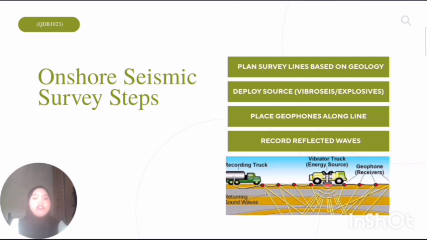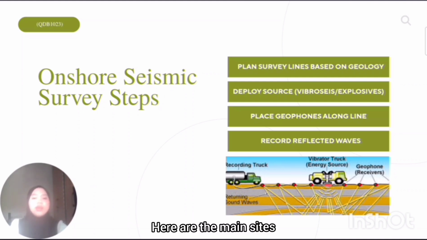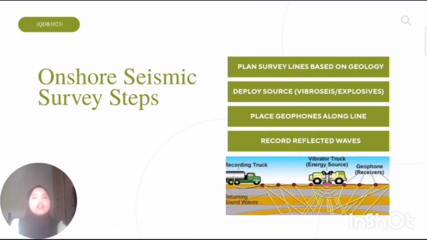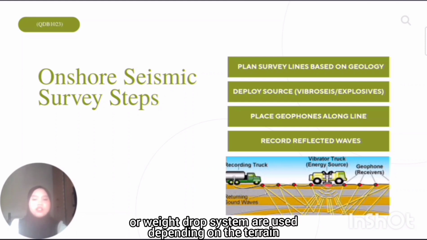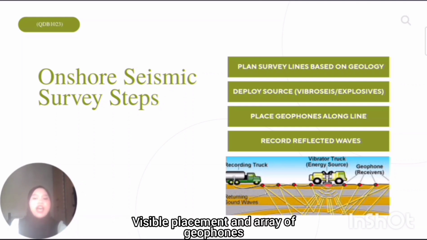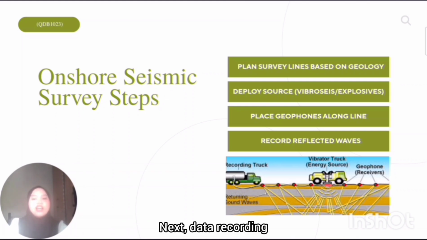For onshore surveys, everything is done on dry land using truck-mounted equipment. Here are the main steps. First, survey planning, where geophysicists plan the survey line based on the geology of the area. Source deployment: seismic sources like vibroseis, dynamite, or weight drop systems are used depending on the terrain and depth needed. Receiver placement: an array of geophones is placed along the survey line to record the waves reflected from underground. Next, data recording, where as the waves return, they are recorded and checked for quality and clarity.